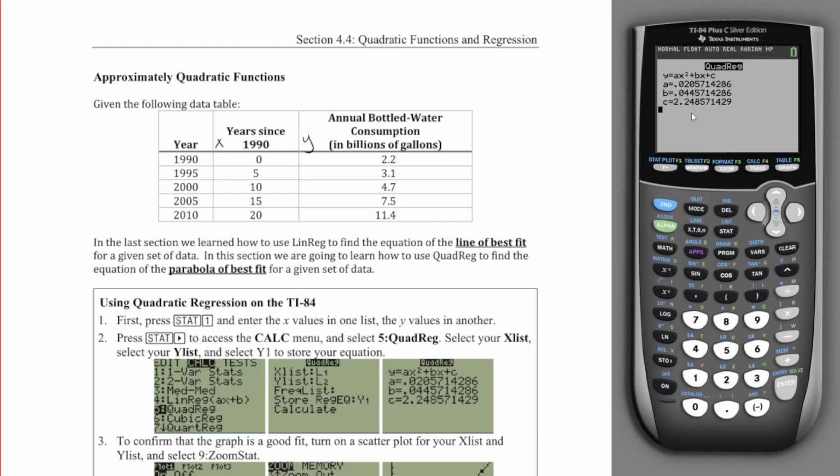If I want to check that this is a good fit, I'm going to say second y equals, turn on a scatter plot for these data, and then I'm going to say zoom stat to look at my graph along with my scatter plot and notice that my curve is a good fit.